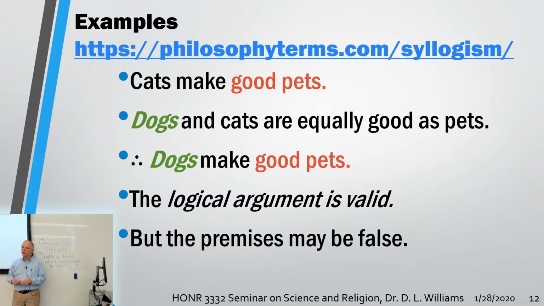If cats, in reality, are good pets, then that first premise is true. And if cats and dogs are equally good as pets, okay, then that second premise is true. In reality, they have pros and cons, but if they're equally good, then the second premise is true. Okay, and therefore then the conclusion would follow. Okay, the dogs make good pets.